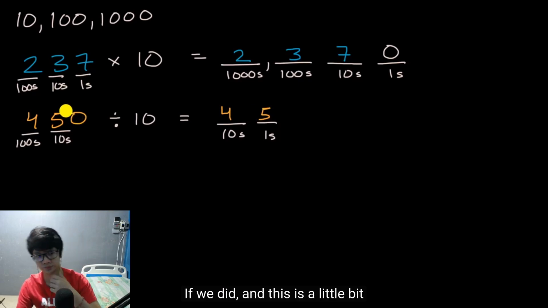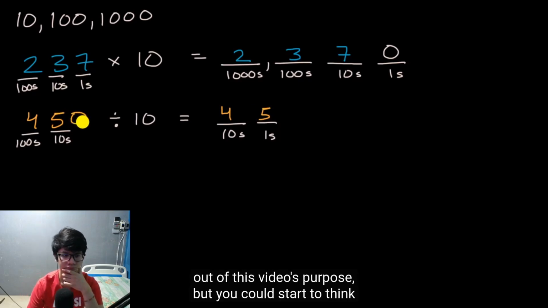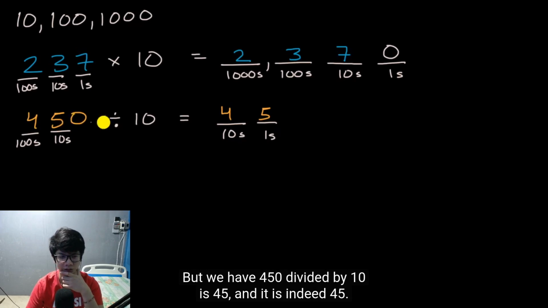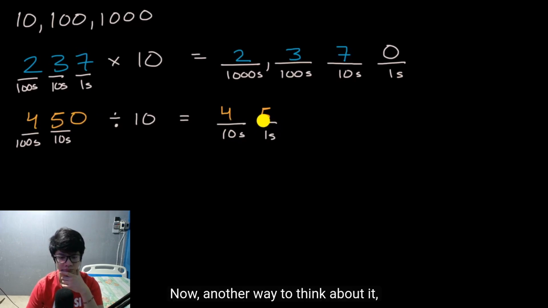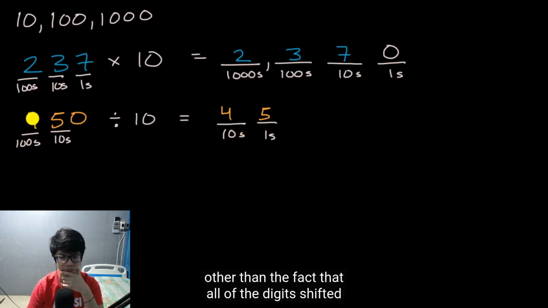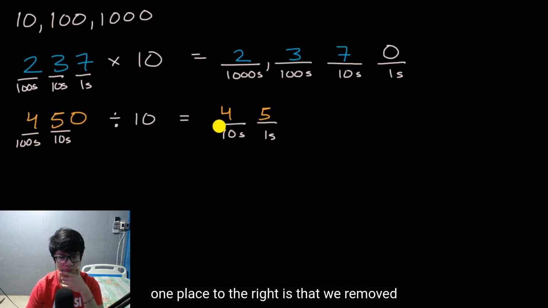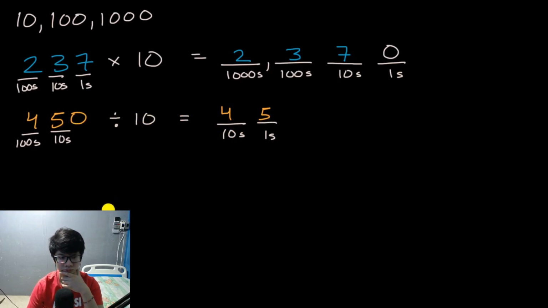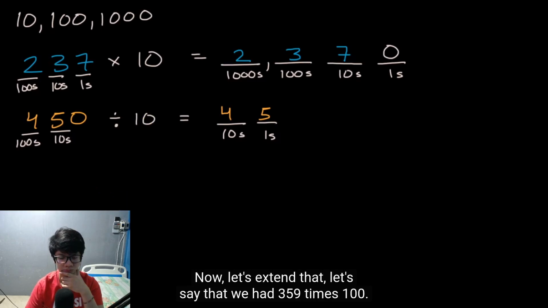And we had nothing in the ones place. If we did, and this is a little bit out of this video's purpose, but you could start to think what might happen if this was not a 0. But we have 450 divided by 10 is 45, and it is indeed 45. Now another way to think about it, other than the fact that all of the digits shifted one place to the right, is that we removed this right 0 here when we divided by 10.